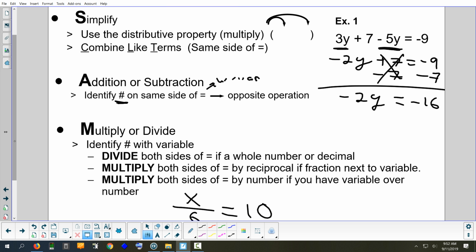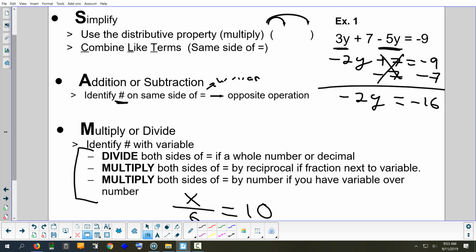Now my last step is multiply or divide. We've got to decide if we multiply or divide. This is how you decide. Look for which case you have, and that'll tell you. Do you have a whole number with the variable? Do you have a fraction? Or do you have a variable divided by a number? And then you'll go from there.